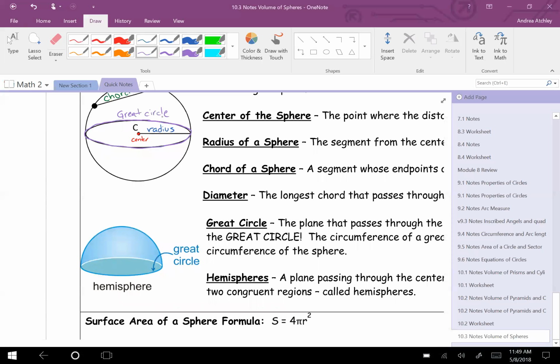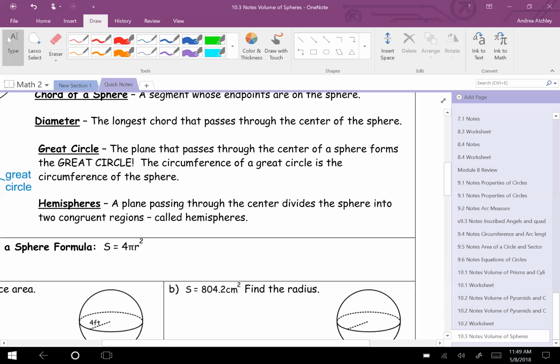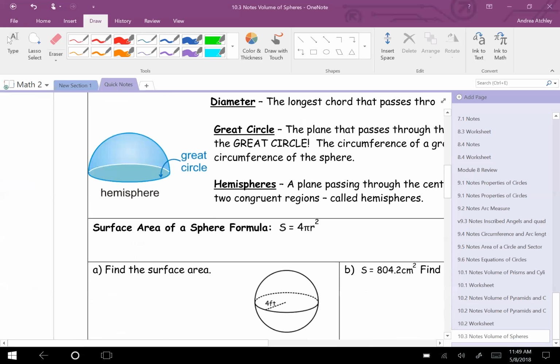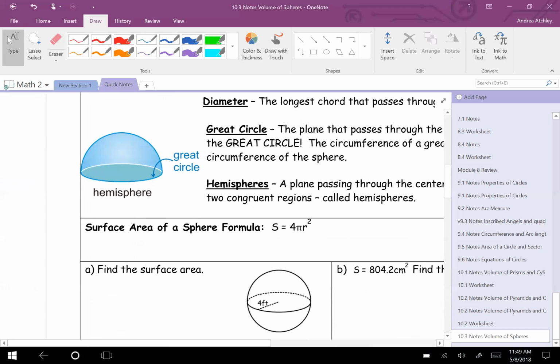If I were to cut the sphere right there, it would cut into two equal parts, which brings us to the hemisphere. We have to think about the globe. The globe has the northern hemisphere and the southern hemisphere. A plane passing through the center divides the sphere into two congruent regions called hemispheres. And again, if I cut a baseball in half and showed you the bottom of it, it would have that great circle. You would see that flat surface would be circular, and it would be called the great circle.